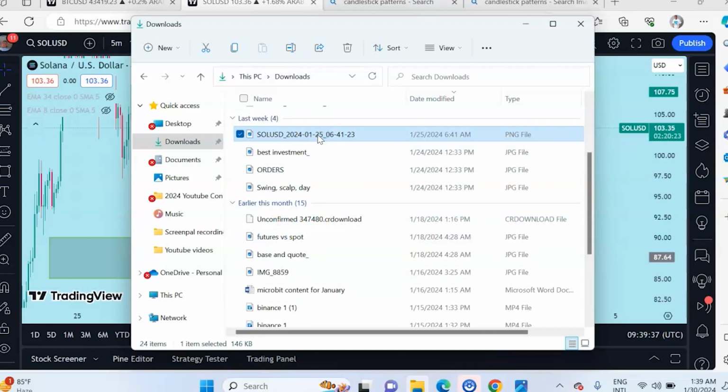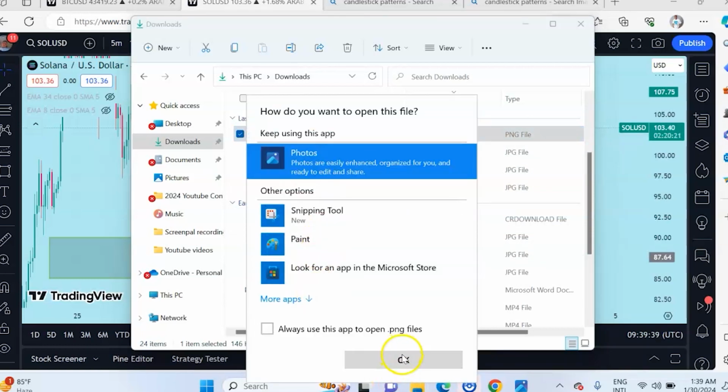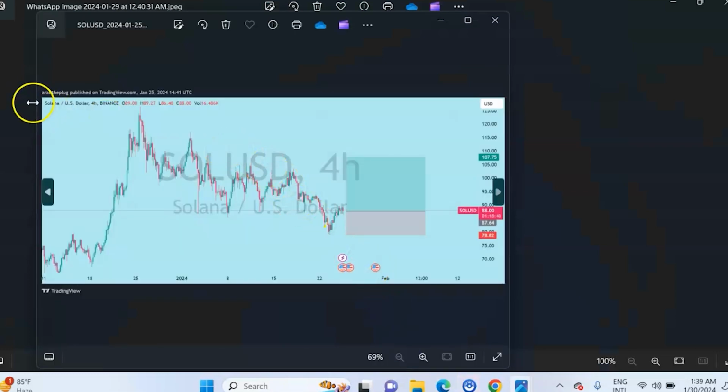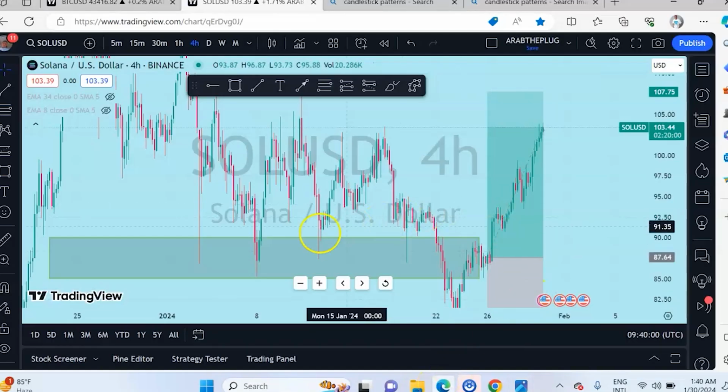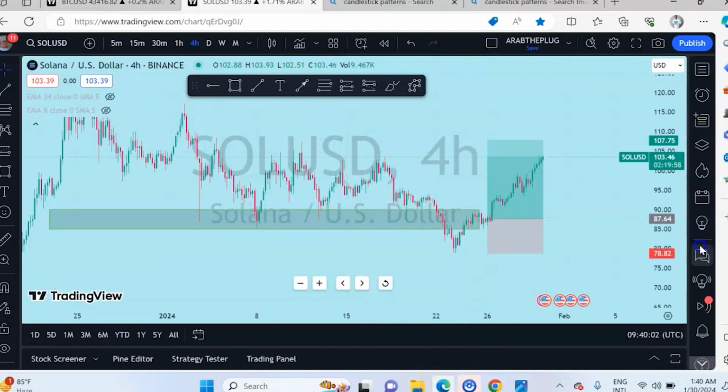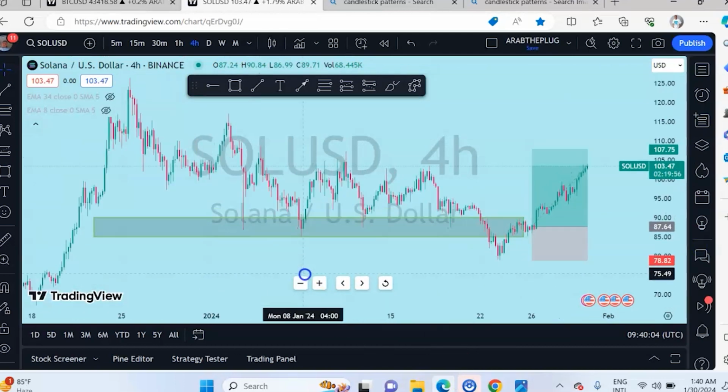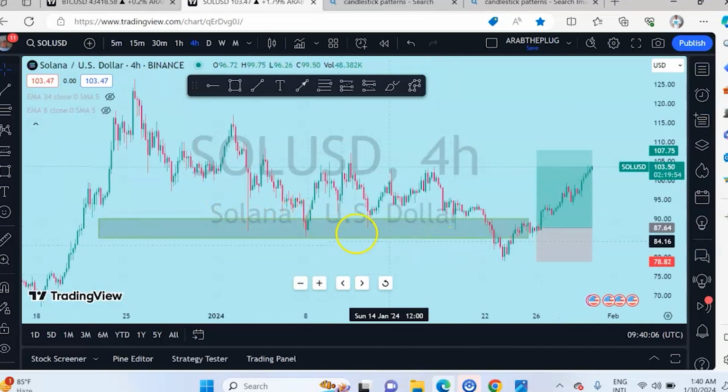So you can see I saved this trade exactly when I was about to take the trade. You can see this was 25th of January, and today, at the time of recording this video, is 30th of January. That was just like 5 days ago. I took this trade. Why did I take the trade? I'm going to explain using one of the concepts. You see that this is an area of support. I took the trade on Solana. This is an area of support.